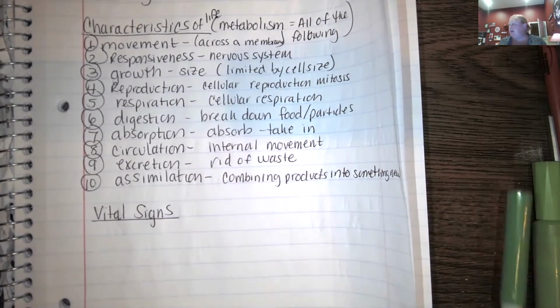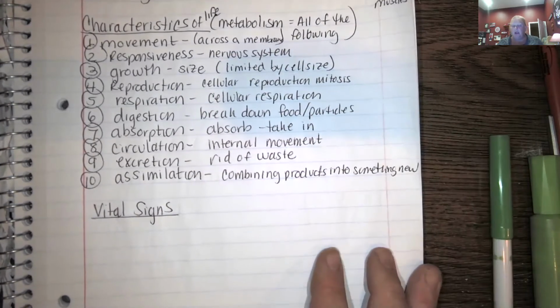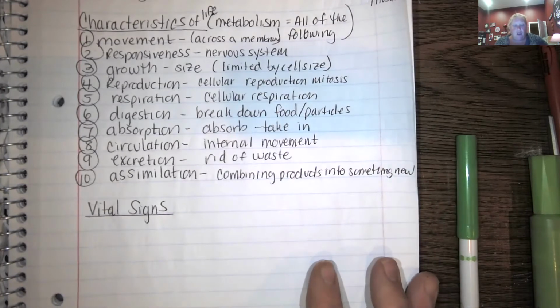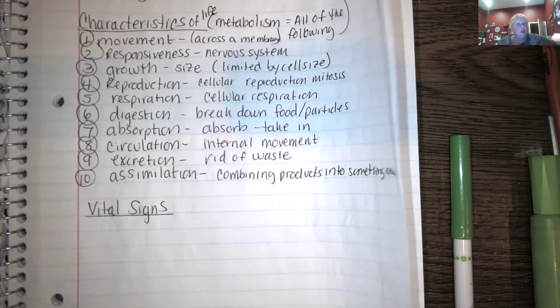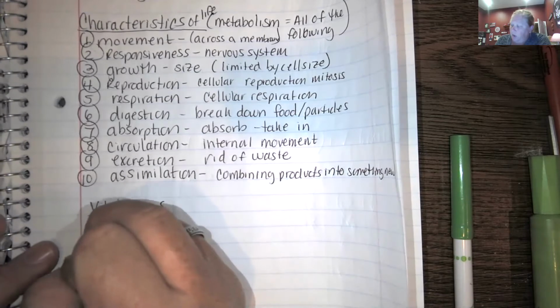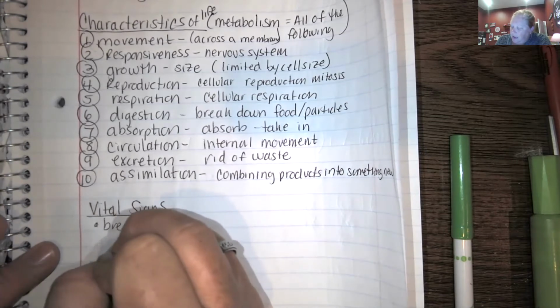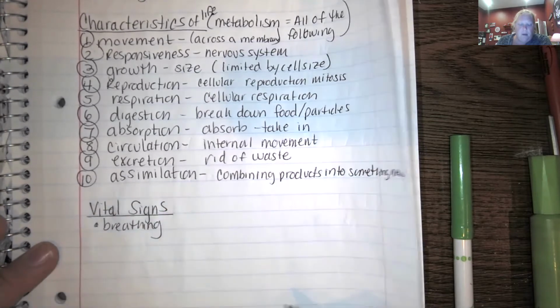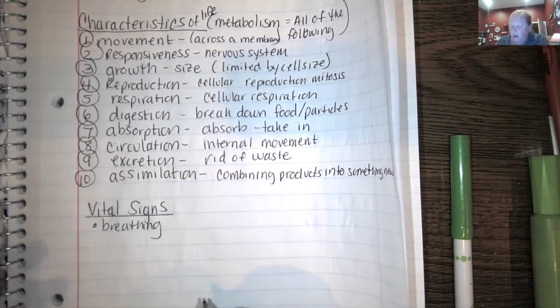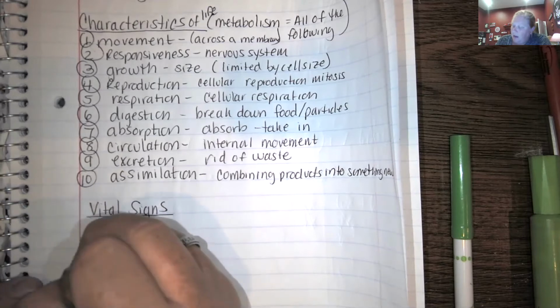So let's pretend someone's in the class. You need to make sure they're alive. What are some of the things you're going to check on that person? Well, hopefully you said, let's check to make sure they're breathing. Okay, that's what we would normally do if we were going to perform CPR or something. Please check and see if they're breathing.